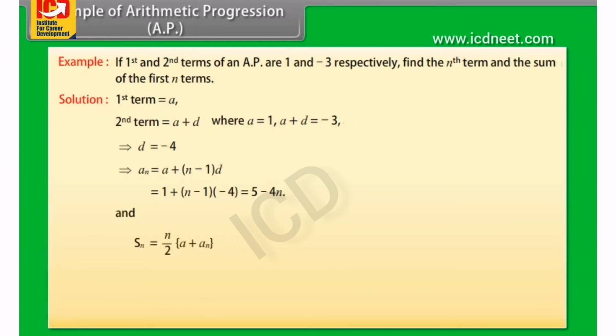And Sn is equal to n by 2 into A plus An, which is n by 2 into 1 plus 5 minus 4n. It gives Sn is equal to n into 3 minus 2n.